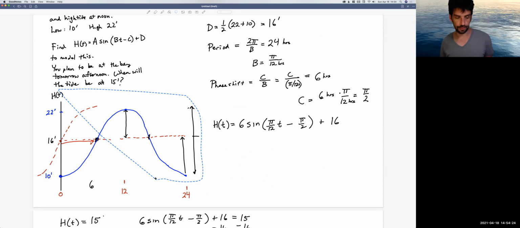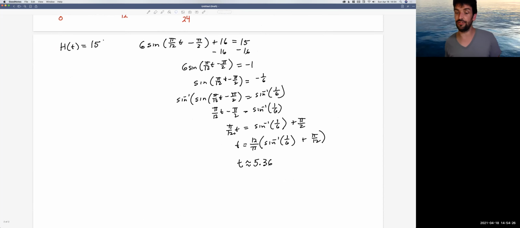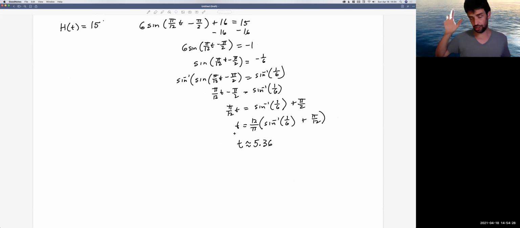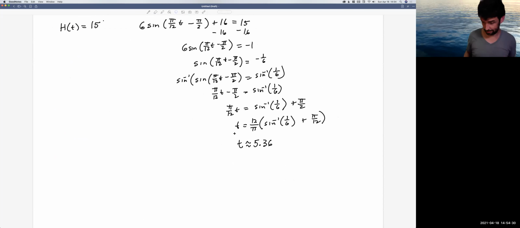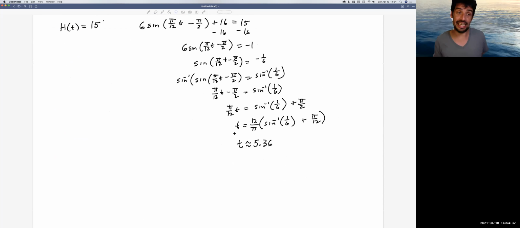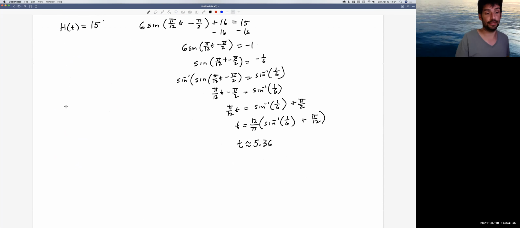I'm just going to redraw this. 5.36 is 5:30 or 5:20-ish in the morning, the AM. So this is not the answer we're looking for. So let's see what happened. Let me make a quick sketch of our graph.